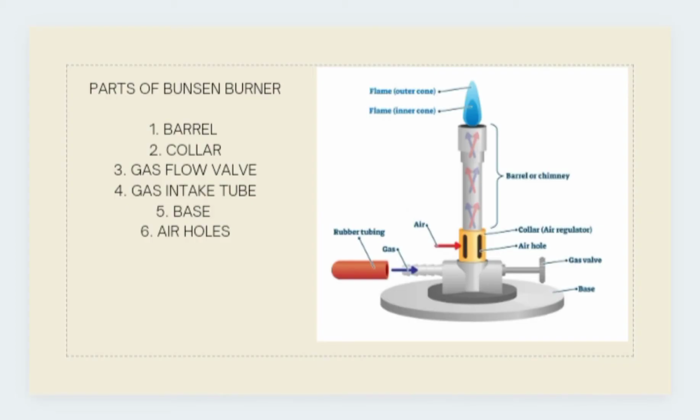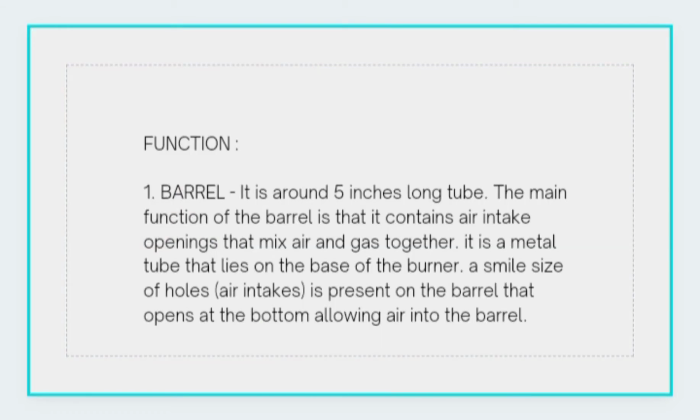which ignites the flame. A Bunsen burner has 6 common parts: the barrel, collar, the gas flow valve, gas intake tube, base, and the air holes. Function: barrel. It is an around 5 inch long tube. The main function of the barrel is that it contains the air intake opening that mixes air and gas together.